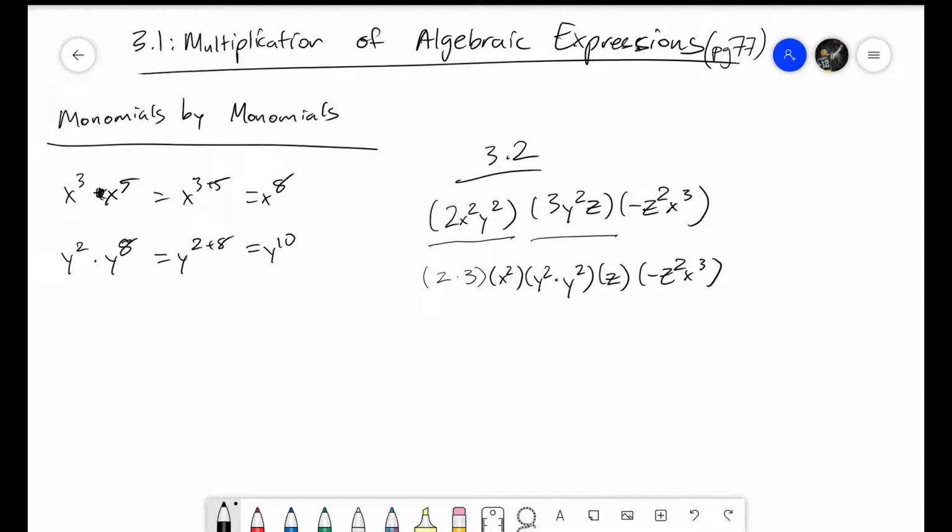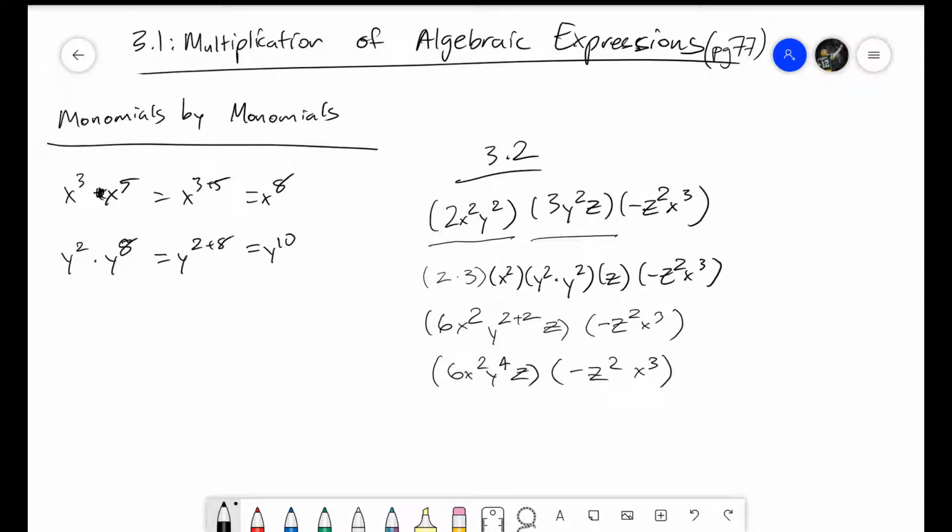So 2 times 3 is equal to 6. X squared stays as x squared. Y squared times y squared is equal to y to the 2 plus 2. And then z stays as z. And then there's a negative z squared x cubed. This is equal to 6x squared y to the 4th z times negative z squared x cubed.